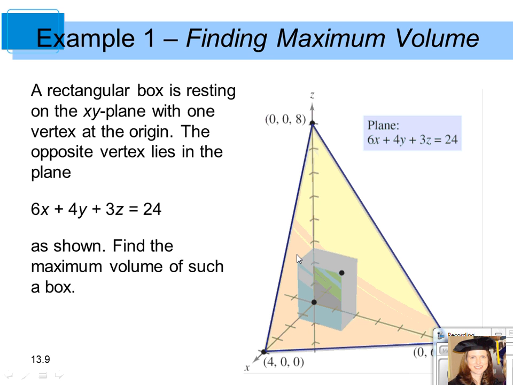So what we want to do here is find the equation that we're trying to optimize. The function we're trying to optimize is the volume. The volume of a rectangular box is the length times the width times the height. And the height of this box is going to be determined by the equation of this plane. So if we have x for our length, y for our width, and z for the height, we want to maximize that volume function.